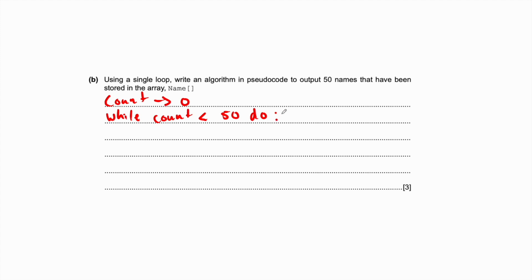I'm going to put a colon because I like them. Then we need to do the thing. So they just want us to output names, right? So what we're going to say here is we're going to have output, and then the thing that we want to output, well, we've got this list called names right here. So we're going to have names square brackets. Now, in the square bracket needs to be the index value.